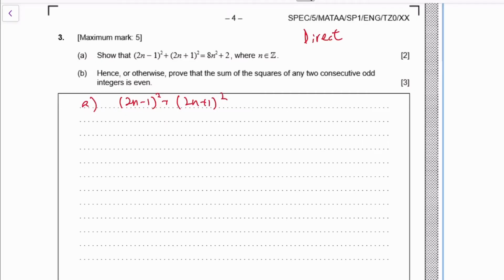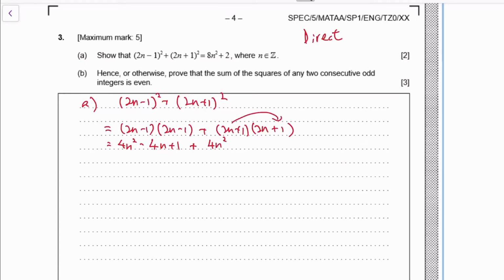So we just square it. Remember, this is 2n minus 1 times 2n minus 1. Similar for the other one. Don't do a squared plus b squared. Okay, don't turn yourself into a meme, if you know what I mean. So just expand.